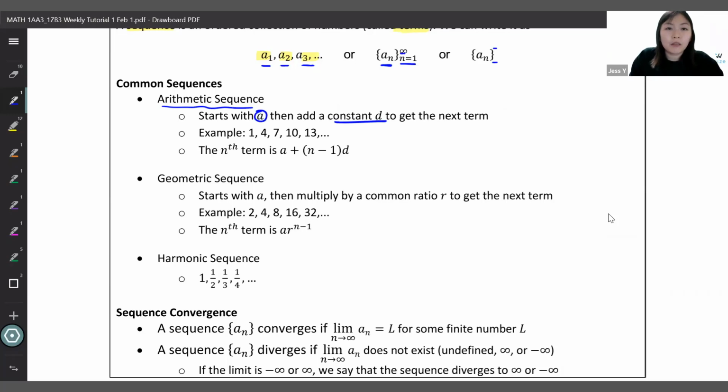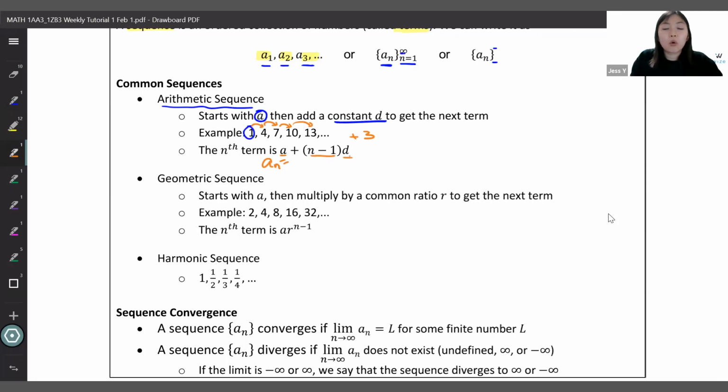So for example, this sequence here starts with 1. And then notice what's happening. I'm going to 4 by adding 3. I'm adding 3 again to get to my 7. Adding 3 again to get to the 10. Adding 3 again to get to the 13. So I'm just adding 3. So in general, the nth term is going to be your first number, a, plus n minus 1 times d.